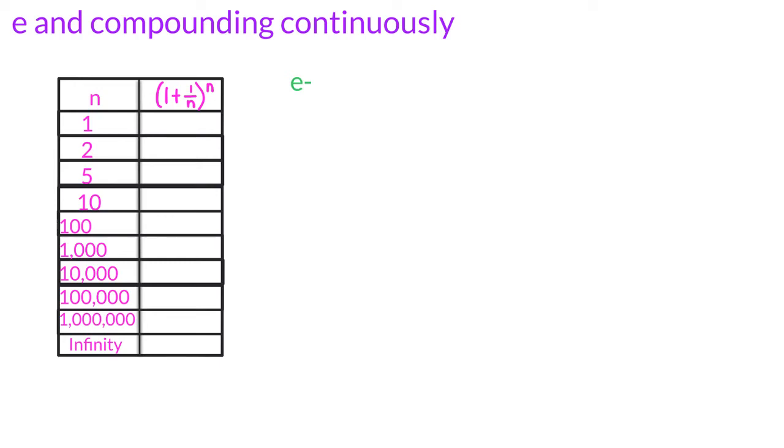In this video, we are going to discuss the number e and compounding continuously. Now, the number e is a famous irrational number just like pi, and it is one of the most important numbers in mathematics. It's often called Euler's number after Leonhard Euler.